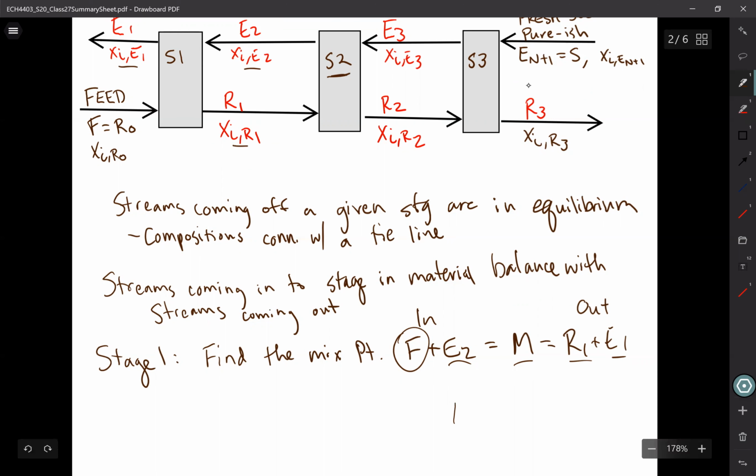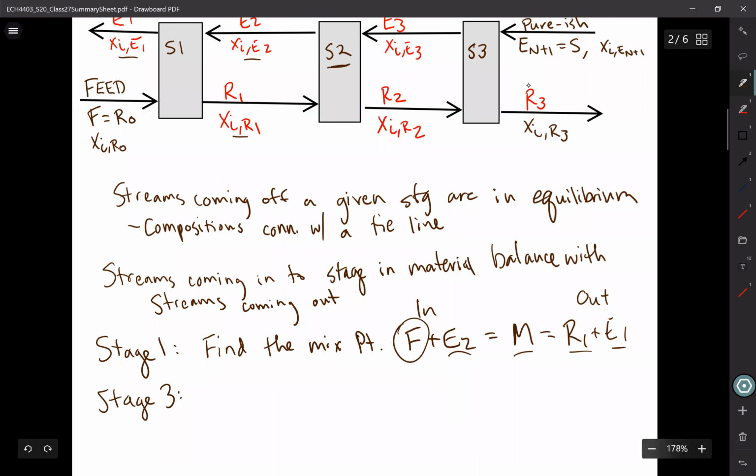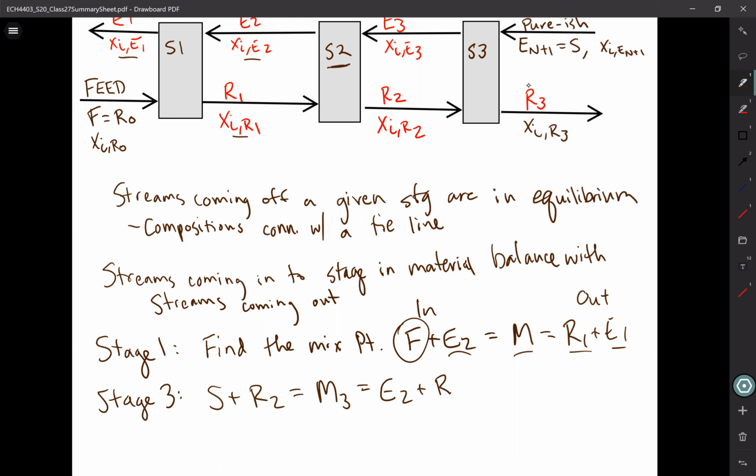And again, I could start with trying to perform a material balance to find the mix point. But I would run into a similar problem. So I could say S plus R2 is equal to M3 is equal to E2 plus R, E3 plus R3. But again, I don't know what the flow rates R2, E3, or R3 are.